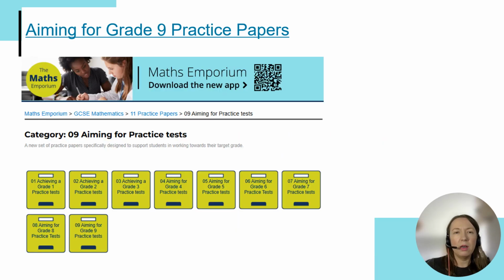And of course, we've got our sets of aiming for grade 9 practice papers. There are 4 sets in total for grade 9. 3 of those sets are a full 1.5 hours, and then one of the sets, set 4, is some shorter 40-minute tests with student-friendly mark schemes. So they're really perfect to do and mark in a single lesson.